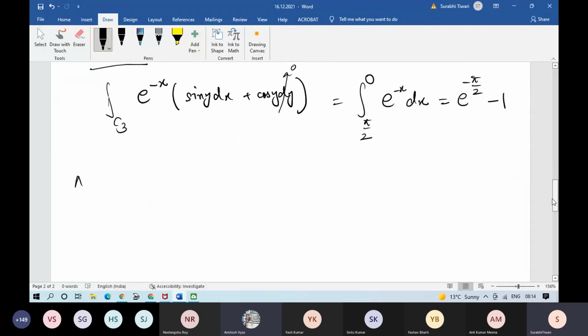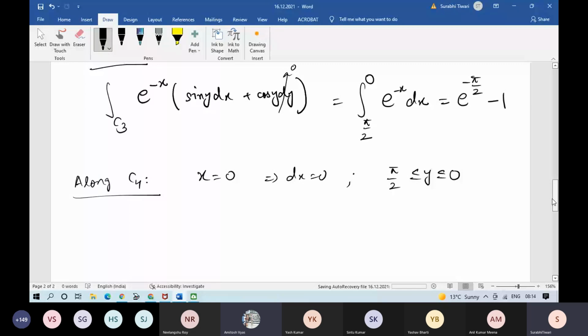Now along C4, what is the equation of the line C4? This is the y-axis, so x is equal to 0, and this means dx is also 0, and y varies from pi by 2 to 0 in the counterclockwise direction. So along C4, this is the integral of e raised to the power of minus x sin y dx plus cos y dy. This you have to calculate.